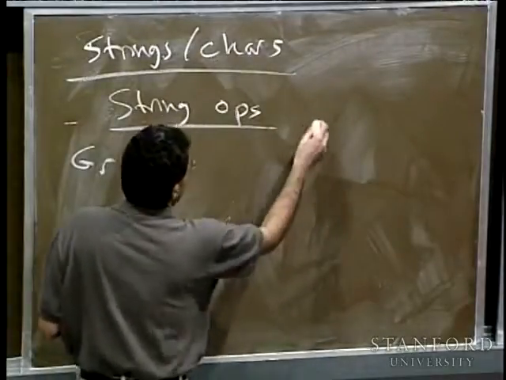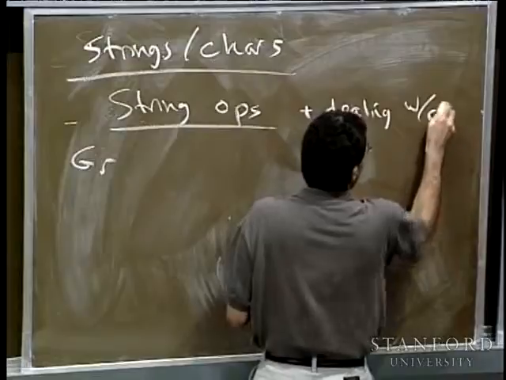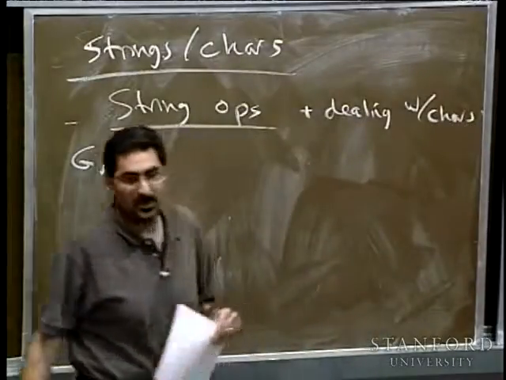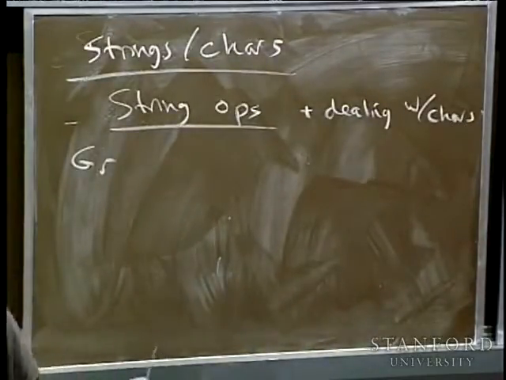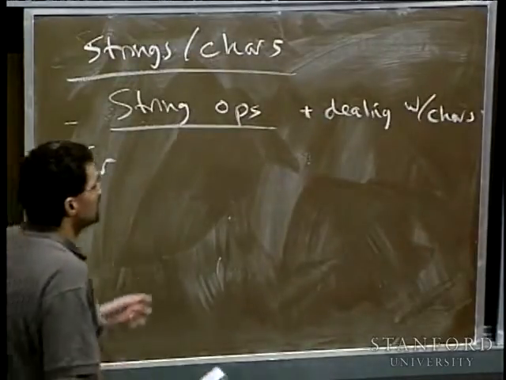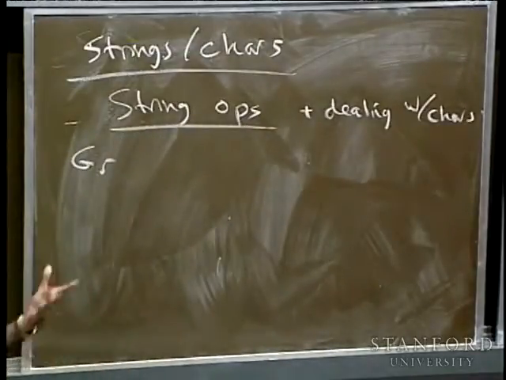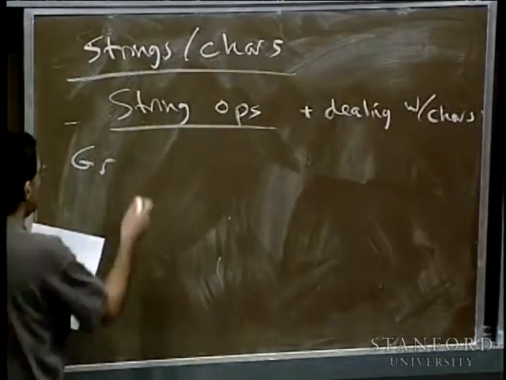And related to string operations is also dealing with characters. So the fact that you can pull individual characters out of a string, you can concatenate a series of characters together to build up a string, which is a common way of actually building up a resulting string. That's also related to that. So you need to know the interplay between characters and strings.